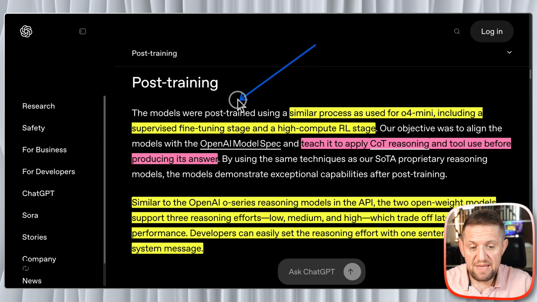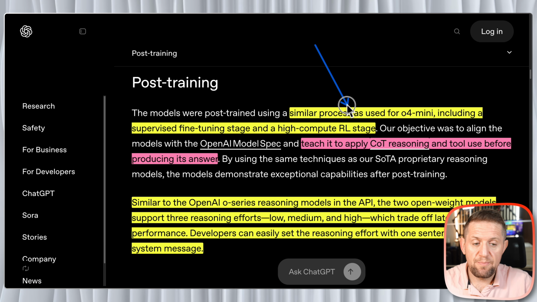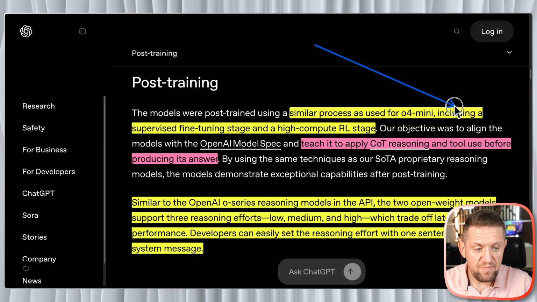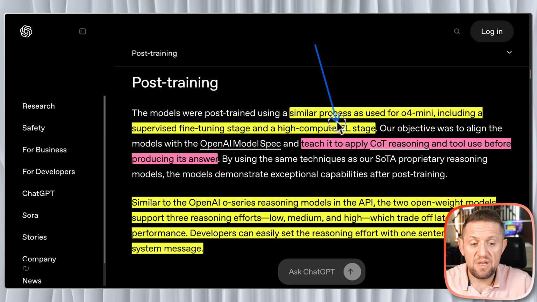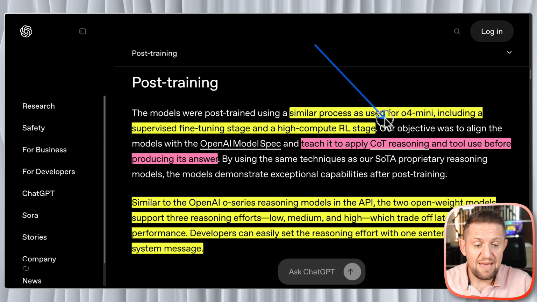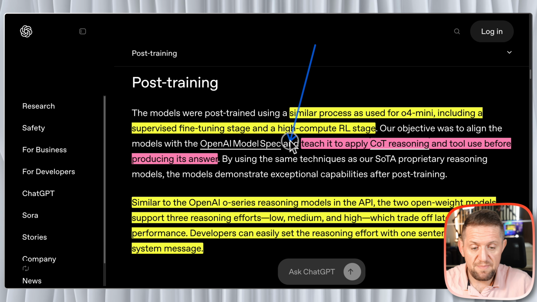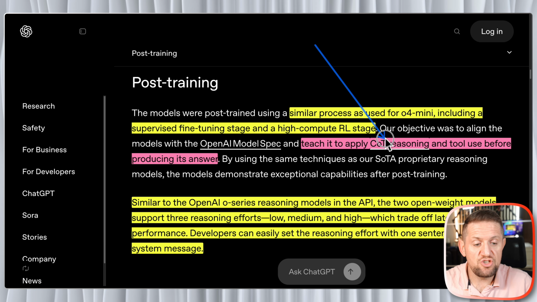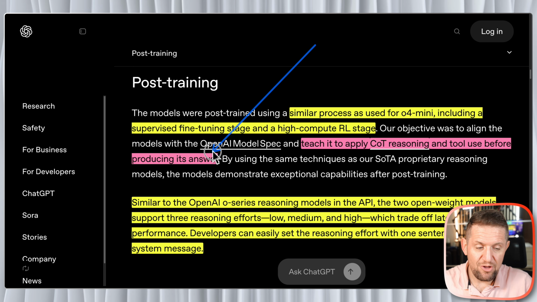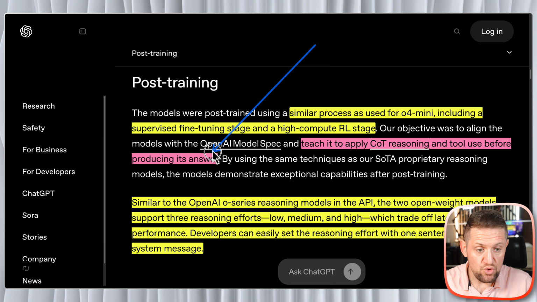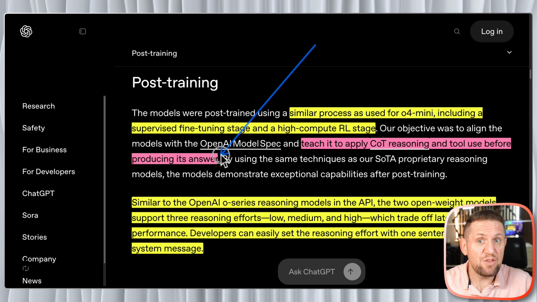Now, for post-training, these models were post-trained using a similar process to o4-mini, including a supervised fine-tuning stage and a high compute reinforcement learning stage. What they say is that their objective was to align the models with the OpenAI model spec and teach them to apply chain of thought reasoning and tool use before producing an answer. So the models prioritize tool use and reasoning before giving an answer, which will improve quality in general, and definitely that will show on benchmarks.